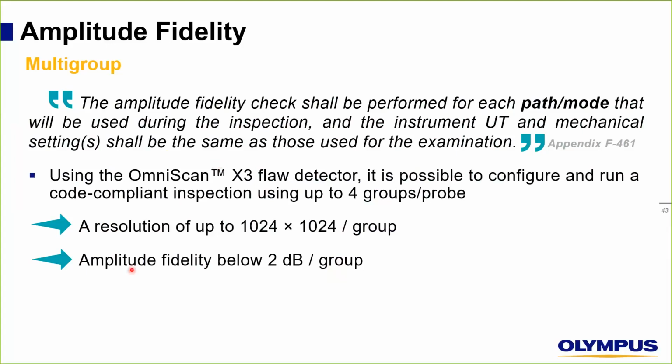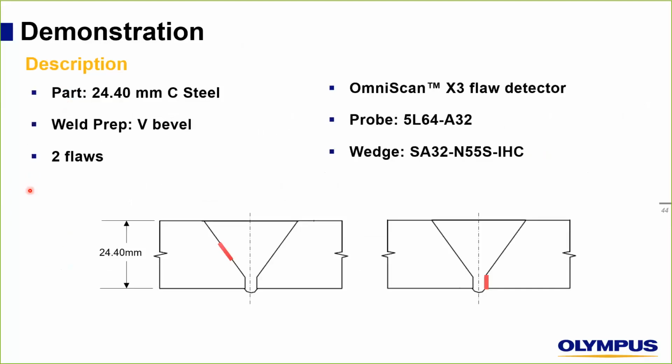Using the OmniScan X3 flaw detector, it's possible to configure and run a code compliant inspection using up to 4 groups. So if you are using 3 groups or 4 groups, a resolution of up to 1024 times 1024 per group will be reached. An amplitude fidelity below 2 dB can also be granted for each group. So no problem, you can work with multi-group and be code compliant. We can have a test, or a demonstration, for this one.